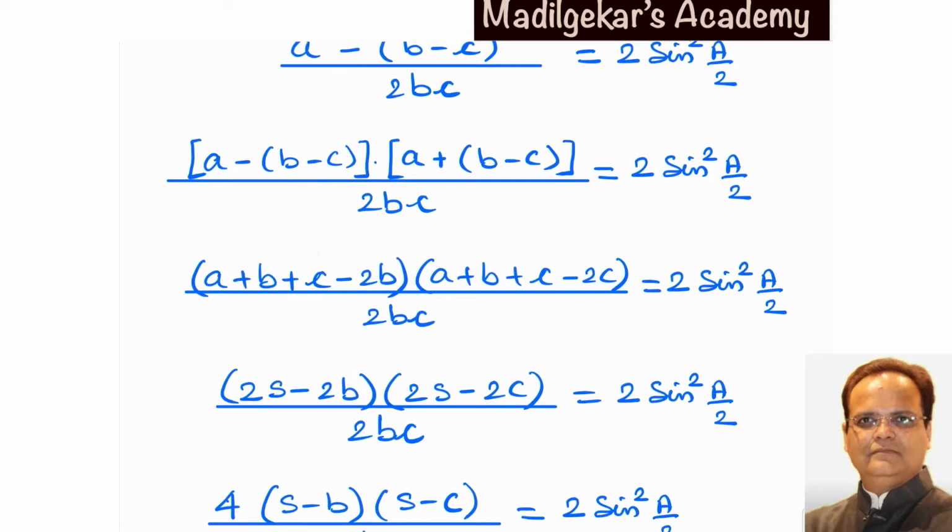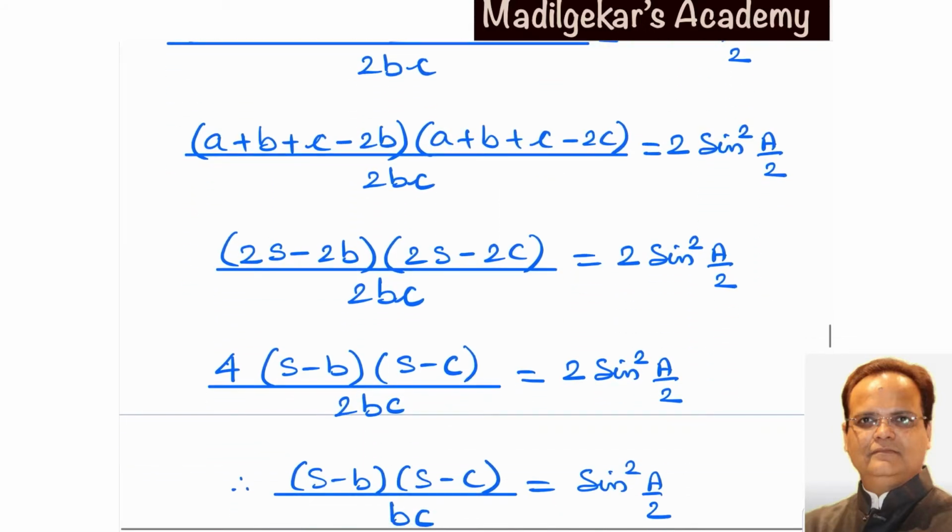add and subtract b. So the first bracket becomes a plus b plus c minus 2b. In the second bracket, add and subtract c. So it becomes a plus b plus c minus 2c. What is a plus b plus c? Yes, it is 2s. Means it is 2s minus 2b and 2s minus 2c. Take 2 common from both the brackets. So it becomes 4.